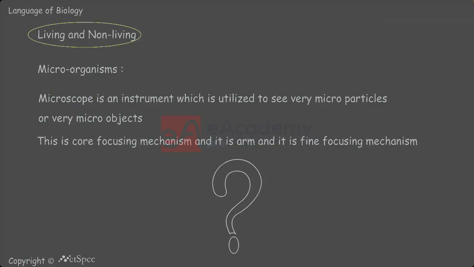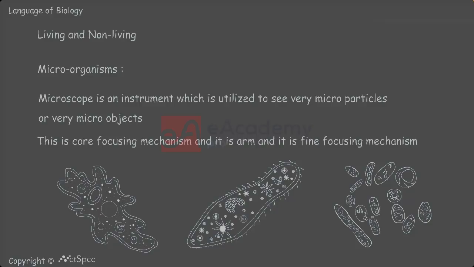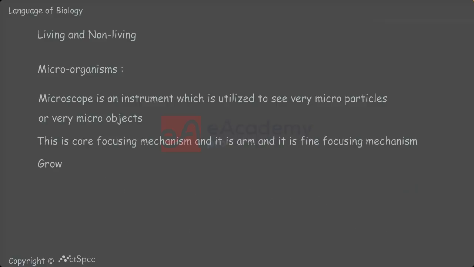Are these organisms living or non-living? They are invisible. We cannot see them. But these organisms, like amoeba, paramecium and algae, also possess all the characteristic features which are present in plants and animals. They will grow, they will show their responses, they will breathe, they will reproduce, and they will remove waste materials. They follow all characteristic features of living things. We can consider them also as living forms.